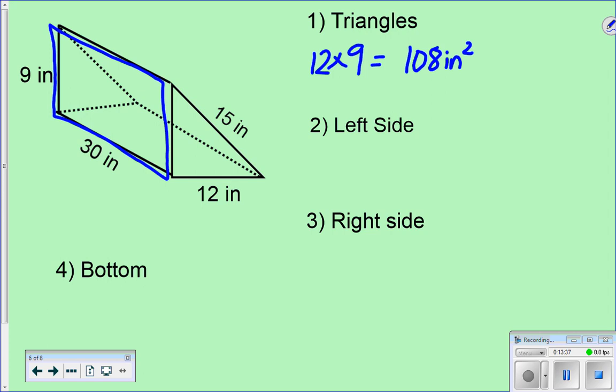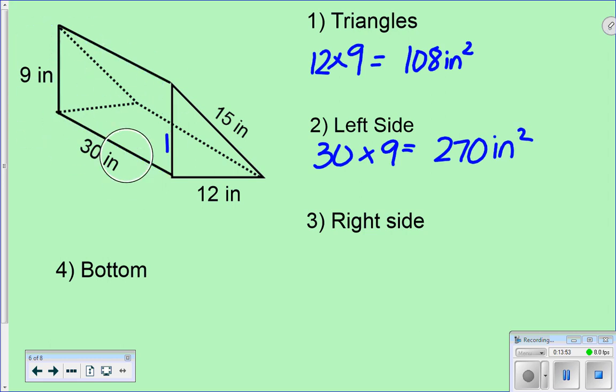30 times 9. Do I have to multiply by 2? No, because I don't think I have any other thing that has dimensions of 30 and 9. So 30 times 9. Good job. That's 270. Good job. All right.